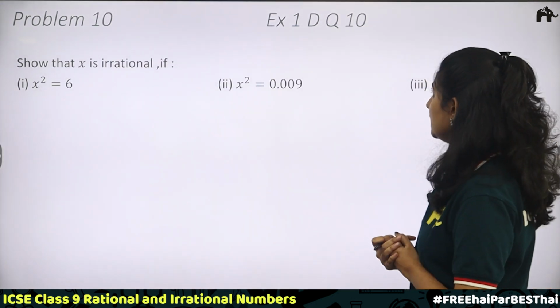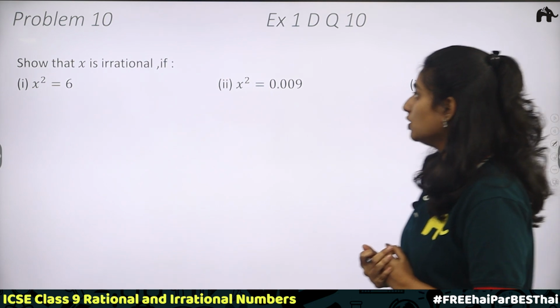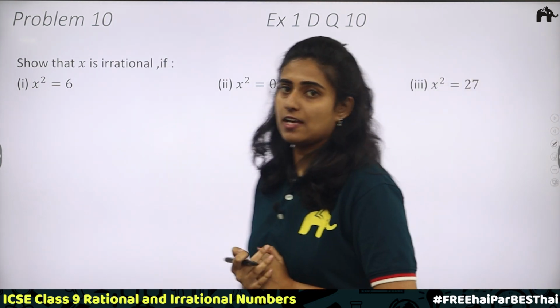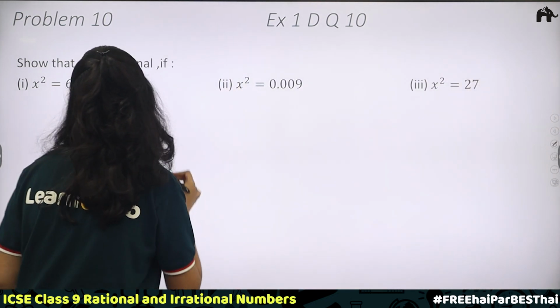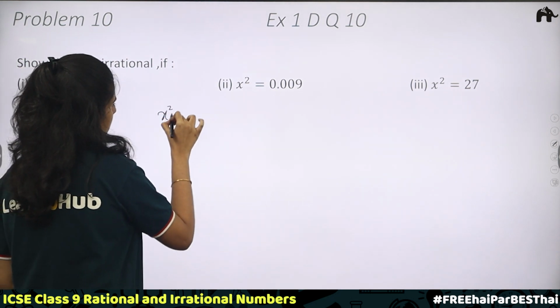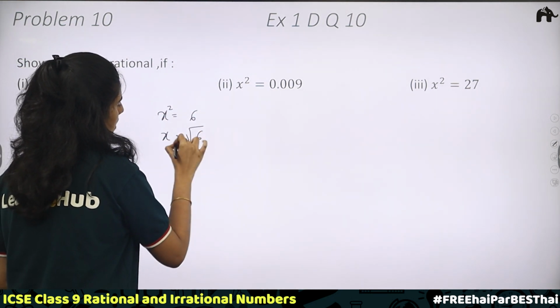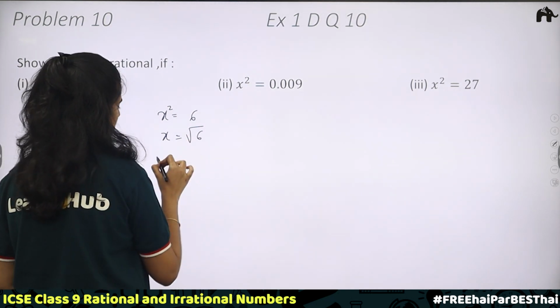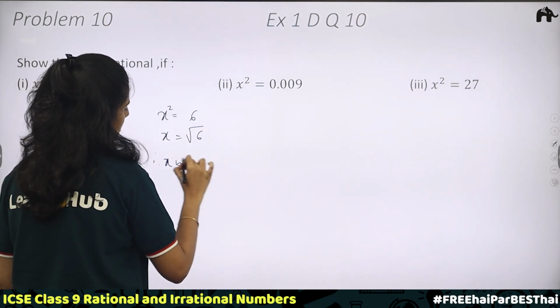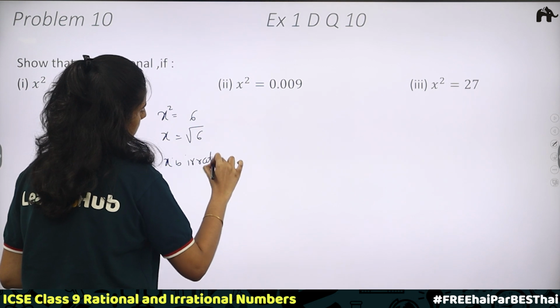Question 10 of exercise 1D. Show that x is irrational if, first one, x square is equal to 6. If x square is equal to 6, then x will be equal to root of 6. We know root 6 is an irrational number. Therefore, x is irrational.